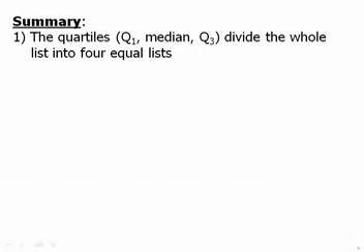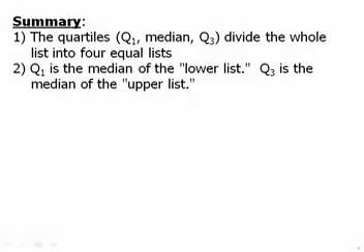In summary, the quartiles, Q1, the median, and Q3, divide the whole list into 4 equal lists. Q1 is the median of the lower list, Q3 is the median of the upper list. That's how we calculate it on the GRE. Again, other sources will do it differently, but this is the GRE convention.